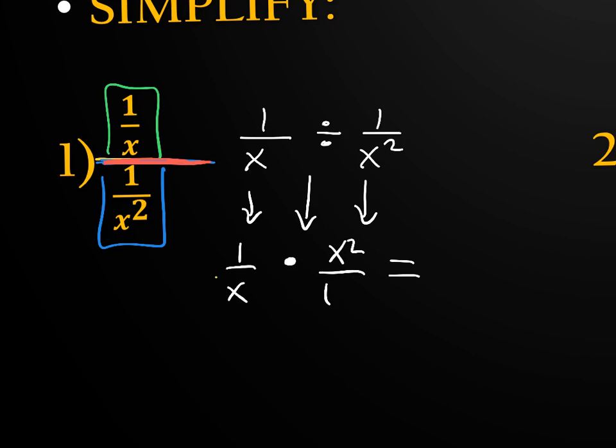I can change this x. X divided by x is 1. X squared divided by x is just x to the first. And now I'm going to multiply what remains. So in my numerator, it's 1 times x. And in the denominator, 1 times 1. So my final answer here is x.